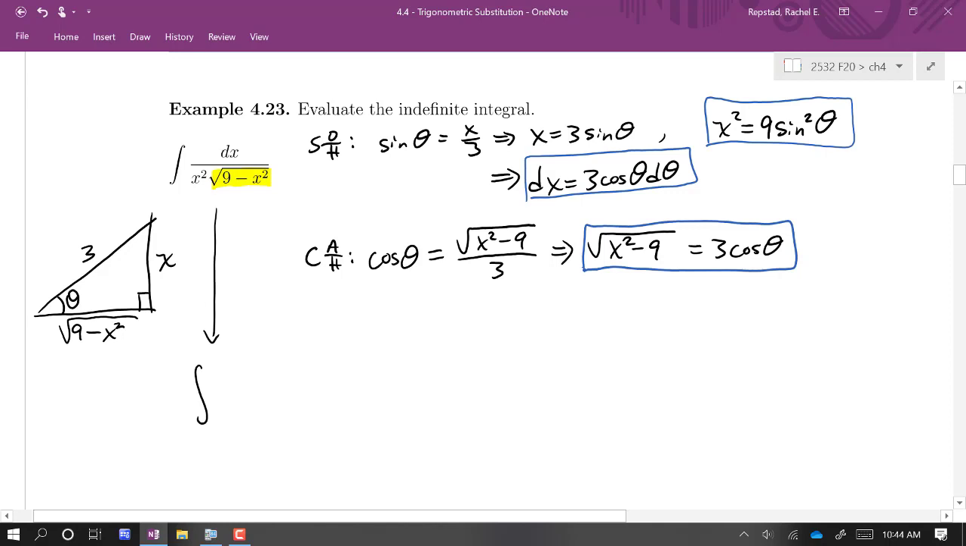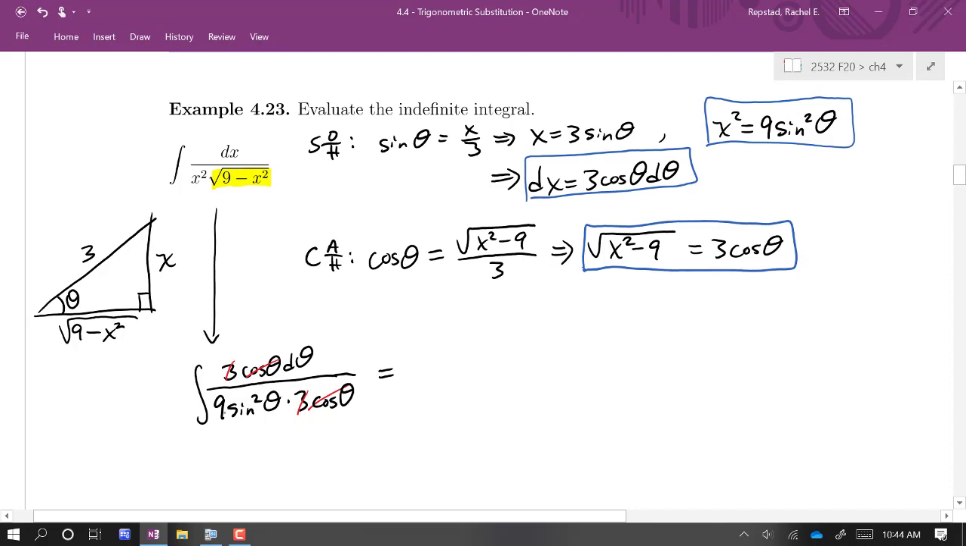when I make this substitution, on top we have dx, so that's 3 cosine theta d theta. On the bottom, x squared is 9 sine squared theta, and then the radical is 3 cosine theta. The whole idea behind trigonometric substitution is that the trigonometric integral we end up with when we make the substitution is one that we know how to do, or at least more manageable than the one we started with. We could do some simplifying. Let's cancel the 3's. We'll cancel the cosine theta.